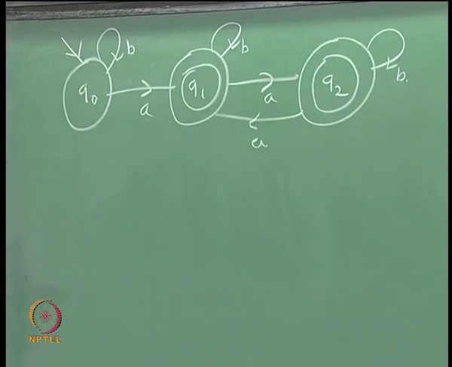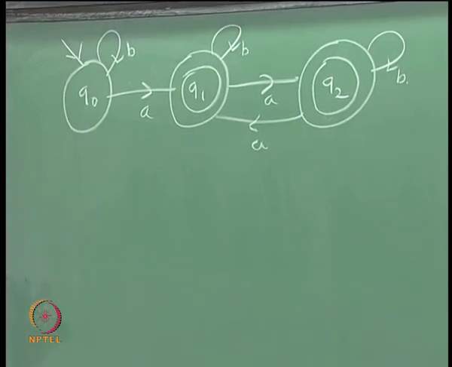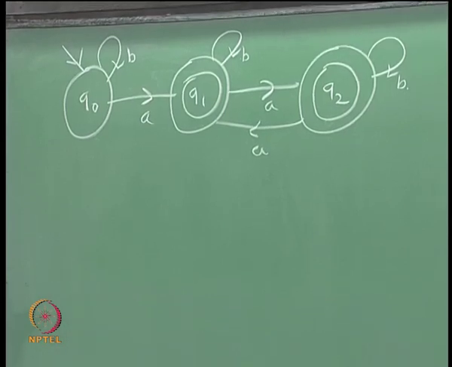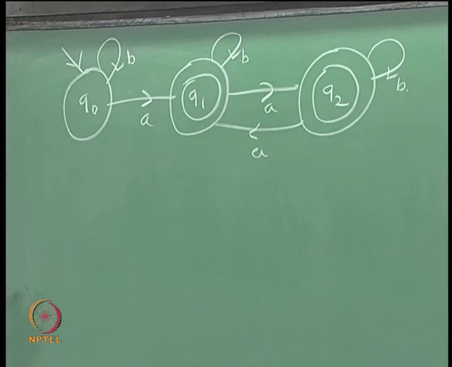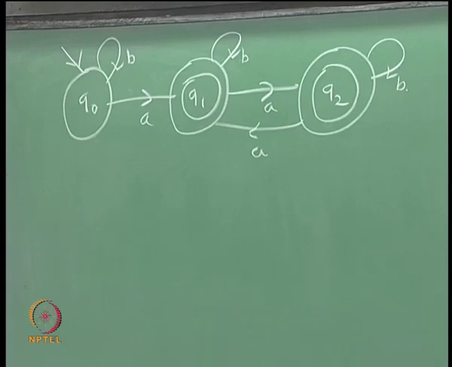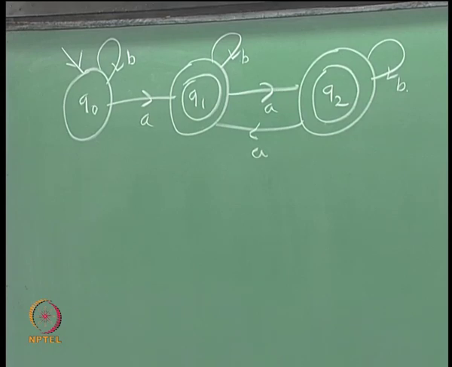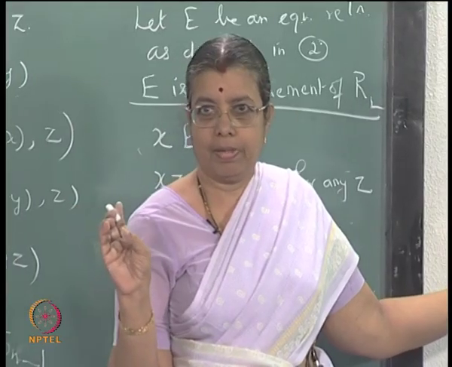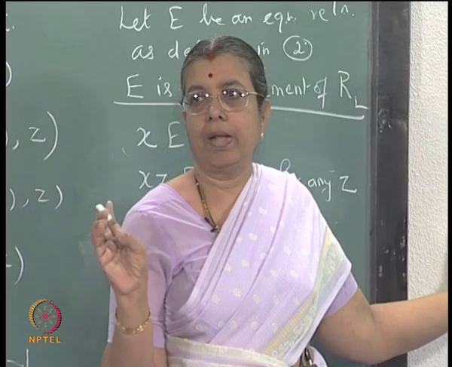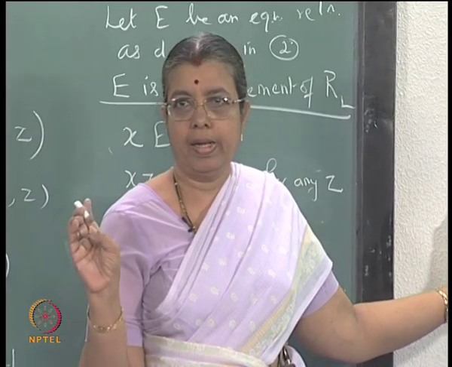This is a deterministic FSA and it has 3 states, right. And what sort of strings will be accepted by this machine? Any string having at least one A will be accepted. A sequence of B's will not be accepted. If it does not have any A, it will not be accepted, right.